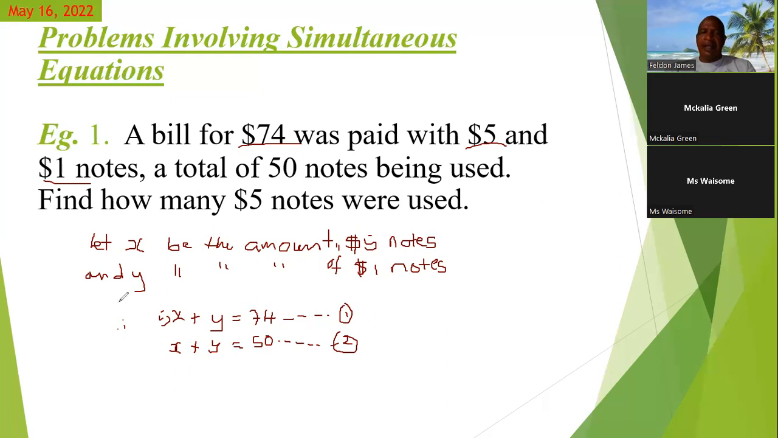Yes, sir. Right. So the hardest thing to do with these questions is to form the equations. Once you have formed the equations, you just apply the same rules that you learned when solving simultaneous equations. So now you would decide to eliminate either X or Y. In this case, because they're asking how many $5 notes, you just want to solve for X. So if you're solving for X, you can eliminate Y.